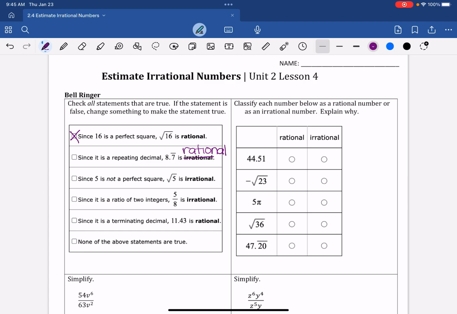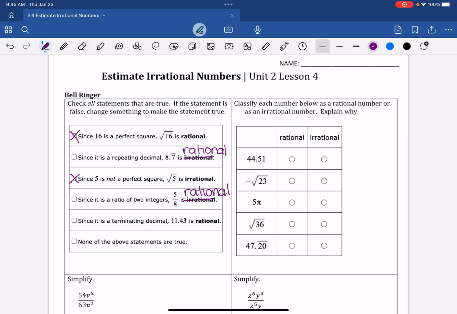The next one, since 5 is not a perfect square, then the square root of 5 is irrational. That is true. All non-perfect squares are irrational. Next one, since it is a ratio of two integers, 5/8 is irrational. That is false. All fractions are rational.